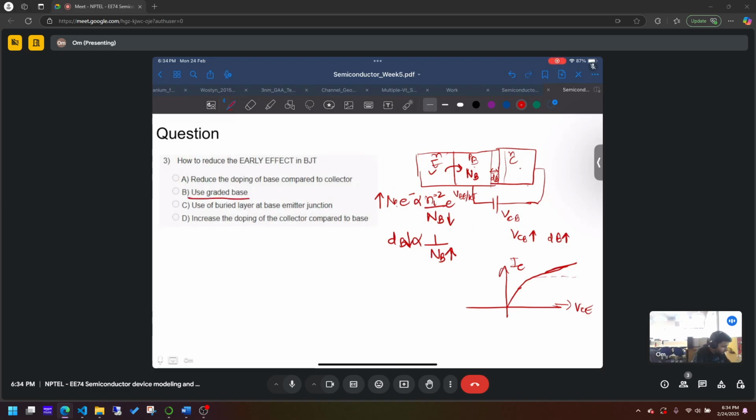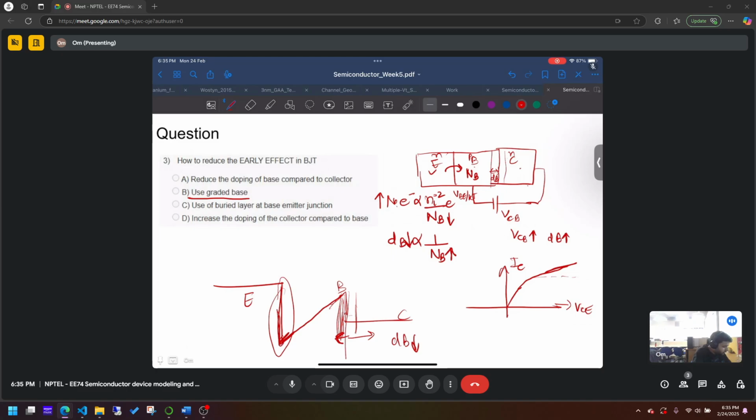So what graded base means, we have highly doped emitter here. Then we use this kind of graded doping here for the base, and collector doping something like this. So what it will help us is, since near this junction, the base doping is higher than the collector doping, very little depletion width will extend into the base, and most of the depletion width will extend into the collector side. So this d_B will reduce.